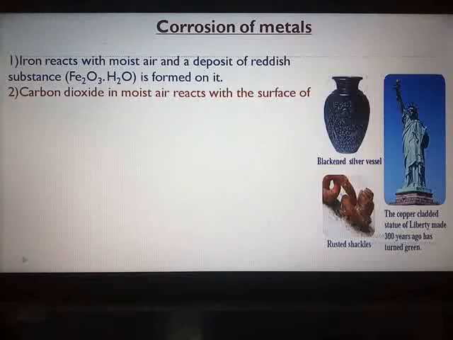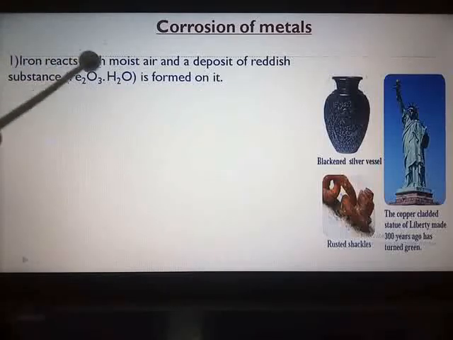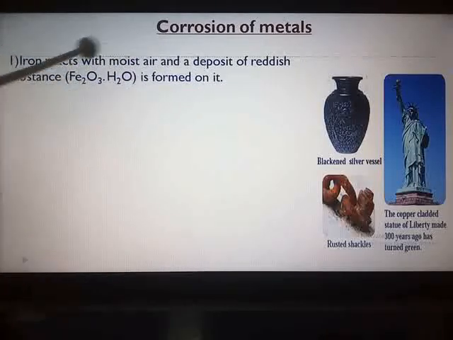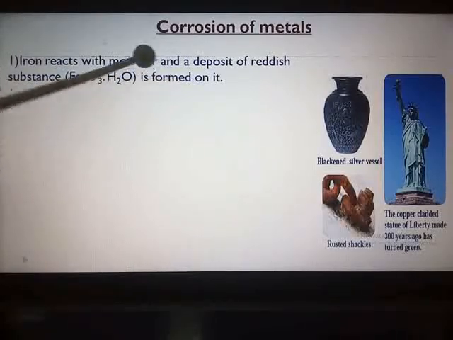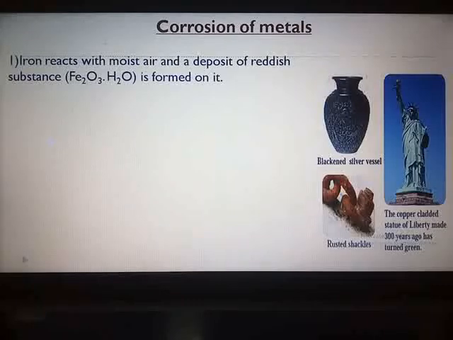First is iron. It reacts with moist air and a deposit of a reddish substance, that is ferric oxide or rust, is formed on it. I will not explain this in more detail, because this entire formation of rust along with the different chemical reactions you have studied in chapter number 3. So this is the first example.